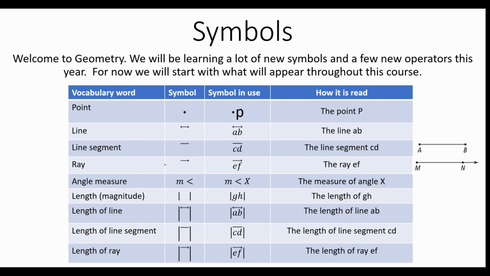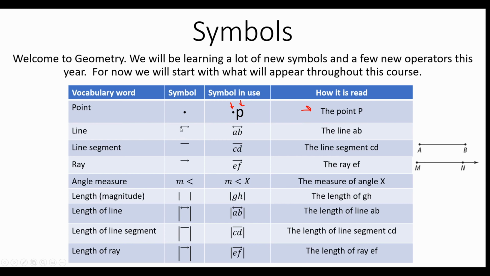So let's start by looking at the point. You have the point in the vocabulary already, and now we see what its symbol is. It's literally a point, and then it's paired with the coordinate and symbol in use. So we have the point P, right? The point's symbol, here's our coordinate, and we read that as the point P.